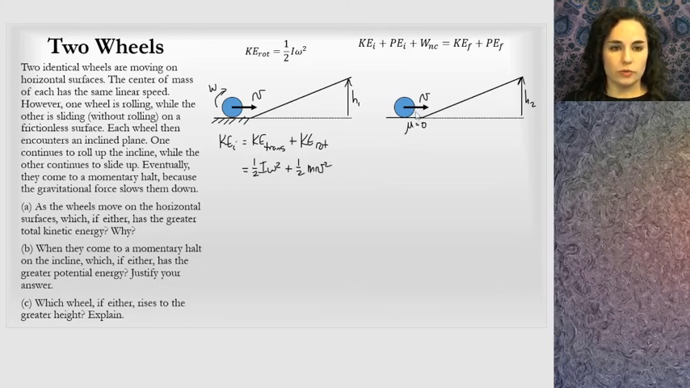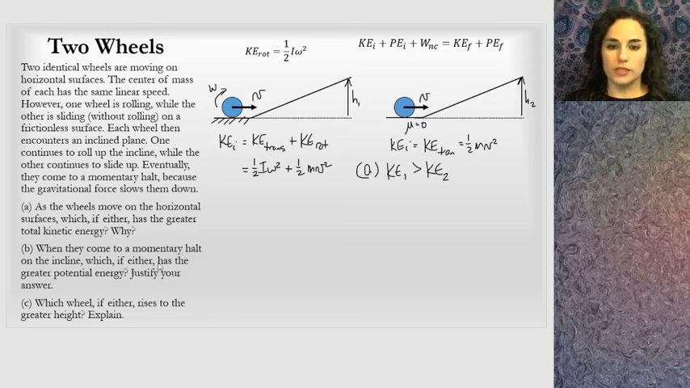In the second situation, when I look at the kinetic energy initial, all I have is translational kinetic energy, which is just 1/2 mv squared. M and V are the same, so I can see that because this wheel is rotating, it has this rotational energy. I can say for A, the kinetic energy for the first situation is going to be greater than the kinetic energy for the second situation.